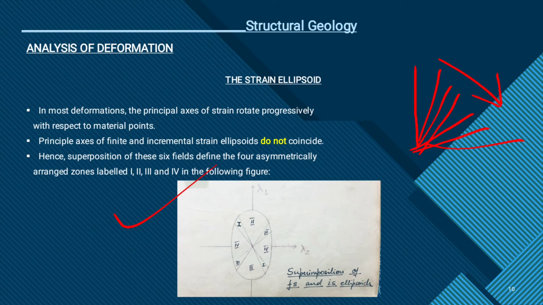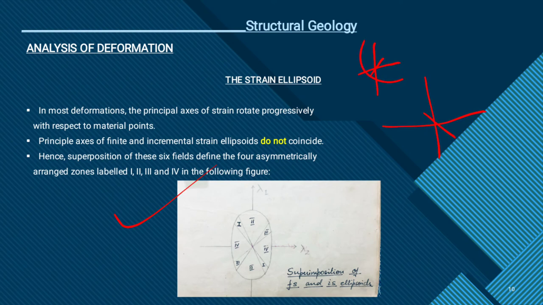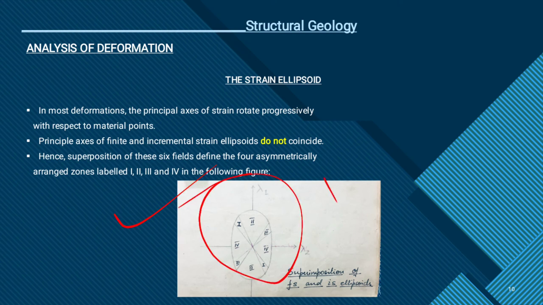And the principal axes of the finite and incremental ellipsoids do not coincide. How could they coincide? Finite is the ultimate one, and the increment is just a bit. It will never coincide. Here, the superposition of the fields defines the four symmetrical zones, numbered 1 to 4 in the figure. Okay, it's an important figure.